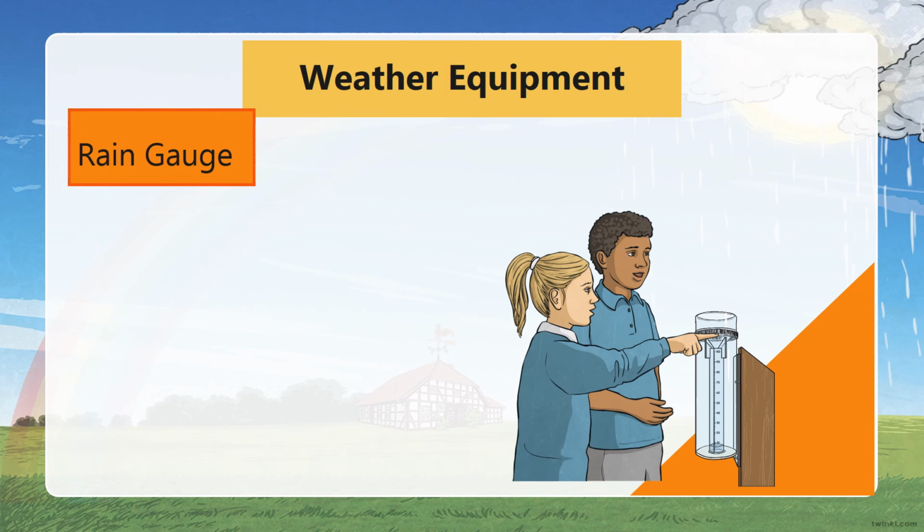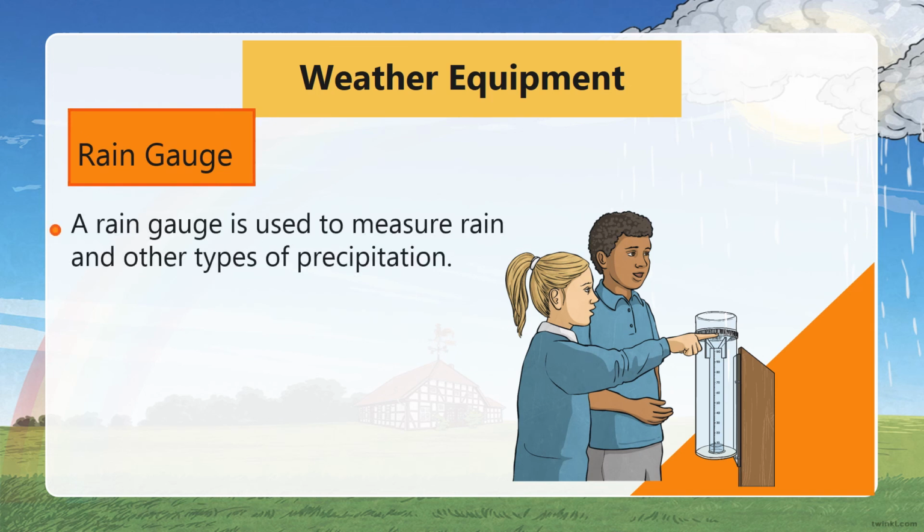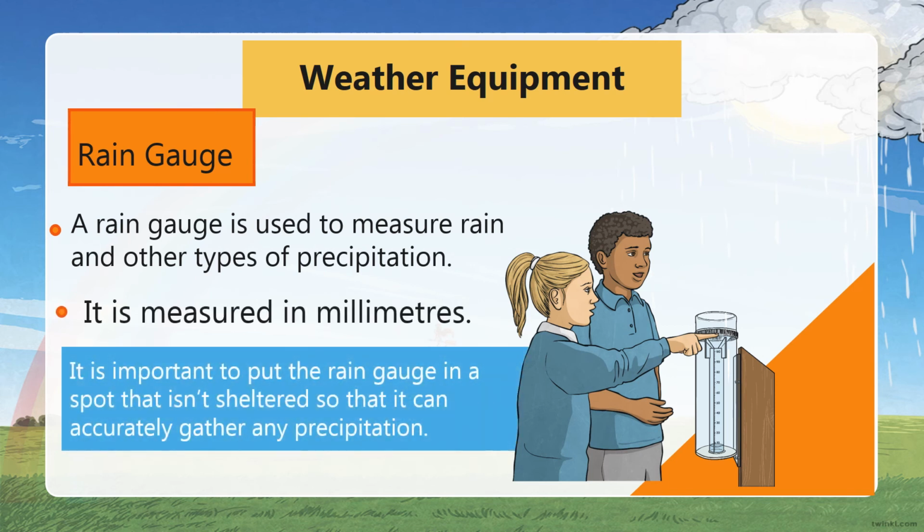Weather equipment, rain gauge. A rain gauge is used to measure rain and other types of precipitation. It measures in millimeters. It is important to put the rain gauge in a spot that isn't sheltered so that it can accumulate or gather any precipitation accurately.